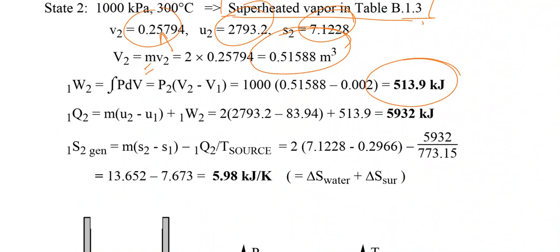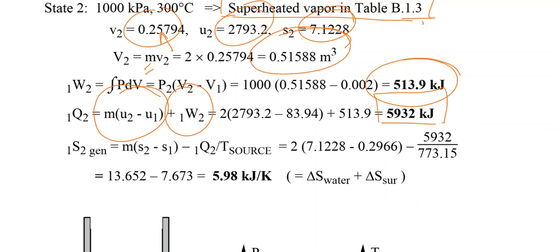Now the heat transfer would be equal to the change in internal energy plus work done. We have already got the total work done, and we have already got the internal energy. So internal energy change plus the work done, just put the value and you will get the heat transfer as 5932 kilojoule.